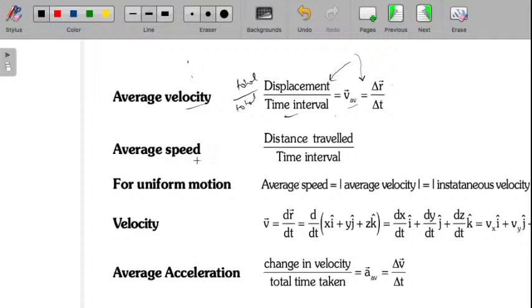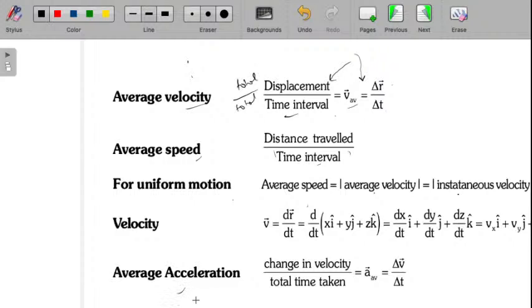Similarly, I could compute the average speed as the distance by time, which is again an interval of time. Now for uniform motion, the average speed, average velocity, etc. are all the same. There's not much difference between these terms, but the terminologies will differ once we start defining different kinds of non-uniform motions.